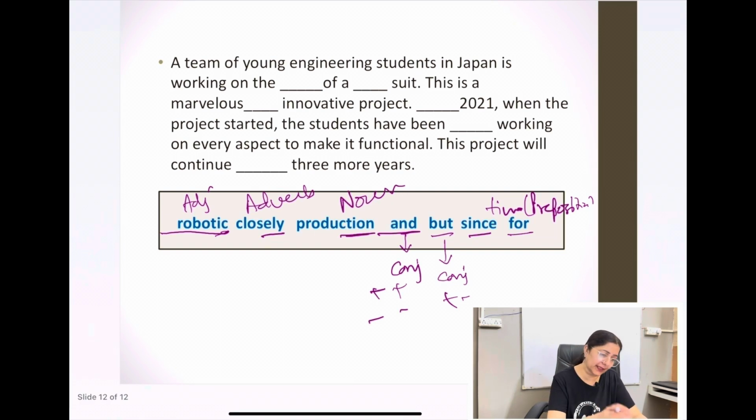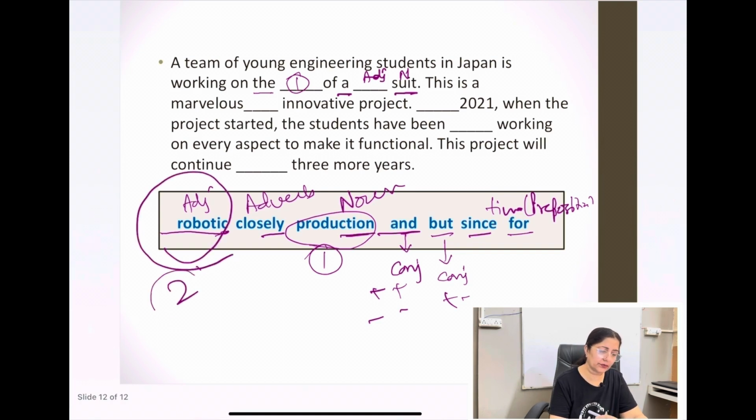Now let's apply them into the passage. There, with the, we will be making use of a noun. So what is the noun? Production. So you will be using production. It would be coming at one place. Of a dash suit. Again after a there should be a noun, but a noun is already there. So what will we be using over here? Adjective. So what we have in adjective is robotic. So it will be number 2. So we will be using it over here.